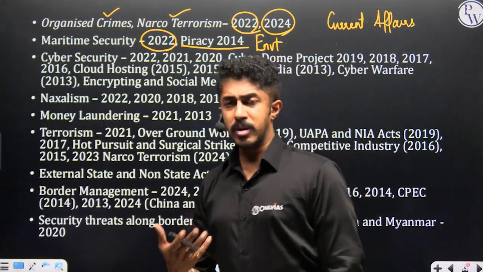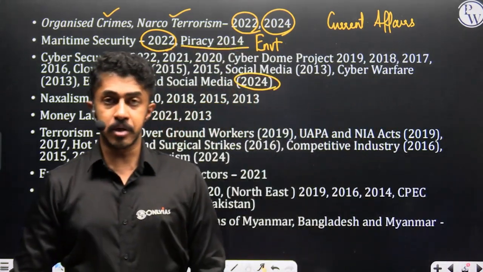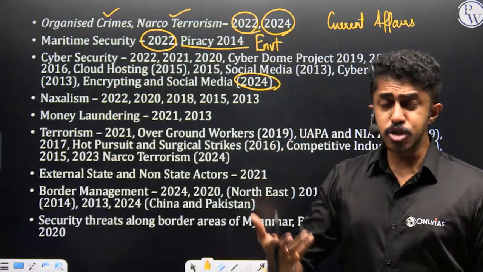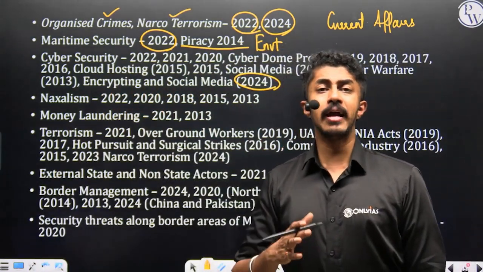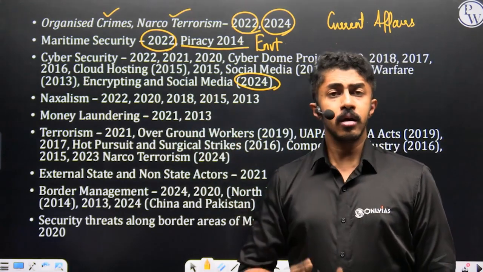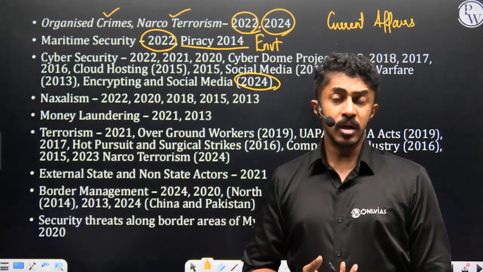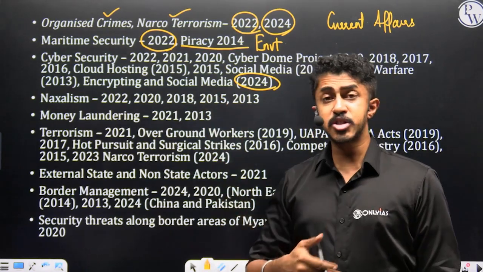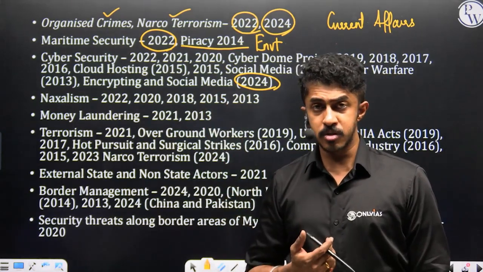It could be to do with the latest cyber security threat, or it could be to do with one of the issues with regard to social media, anything it can be. So when we look at this, definitely honey trapping can come as a question, digital arrests can come as a question, or even for that matter, AI generated fake videos can come as a question.